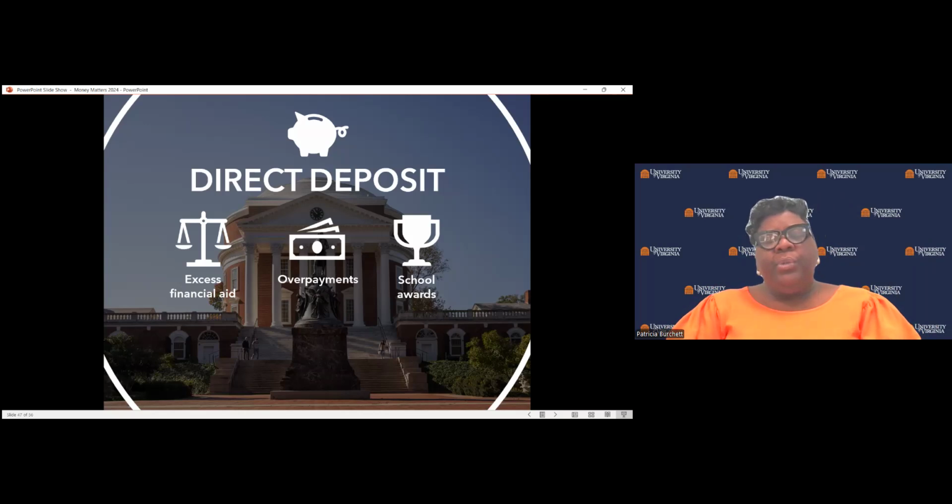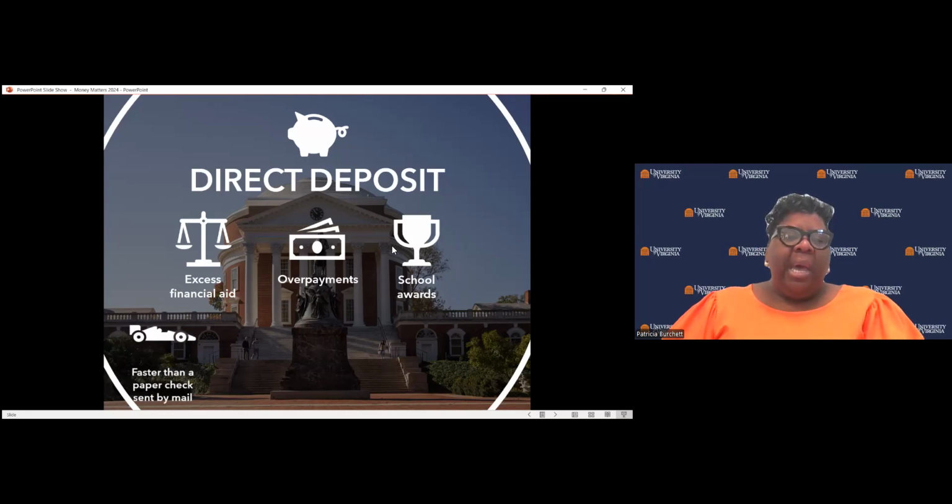Say your student received a scholarship if they were in the School of Education, a travel grant scholarship, or some kind of monetary award associated with a department or college that they are covered under. Then direct deposit is one way for that to be paid quicker than a paper check.